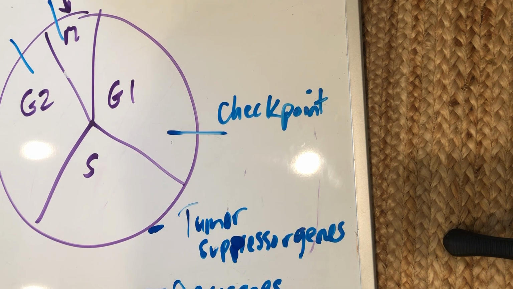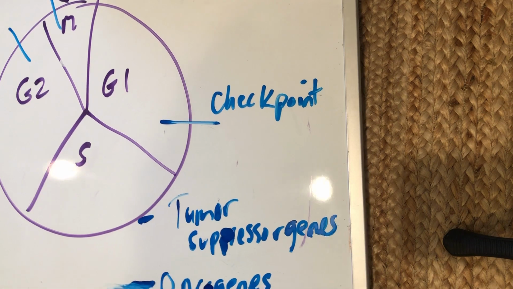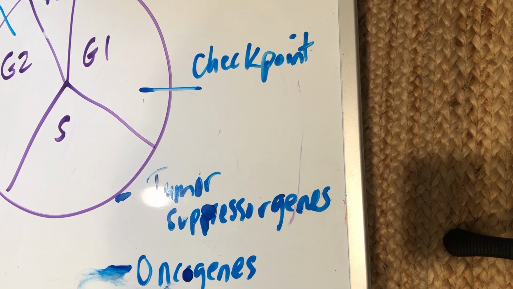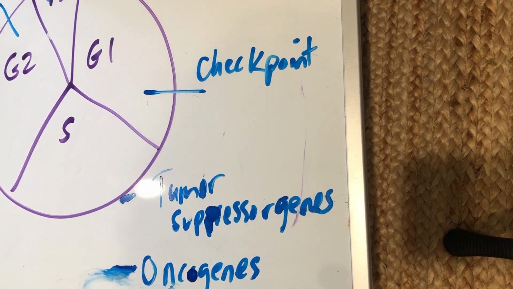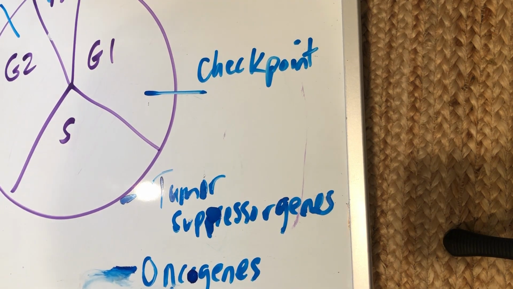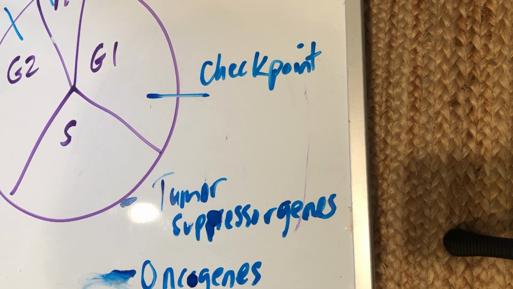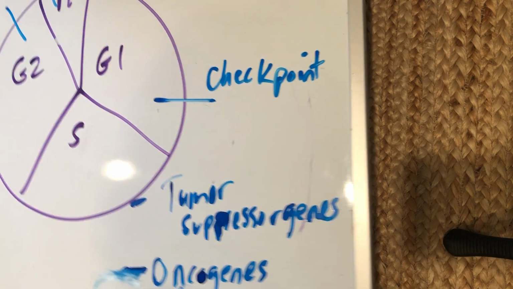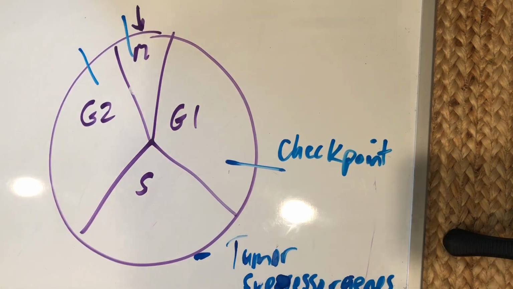The protein gets produced saying, stop, right? Oncogenes are another form of quote unquote cancer gene. Oncogenes are like the gas pedal. Oncogenes, or more accurately, proto-oncogenes, encode proteins that push the cell past checkpoints.